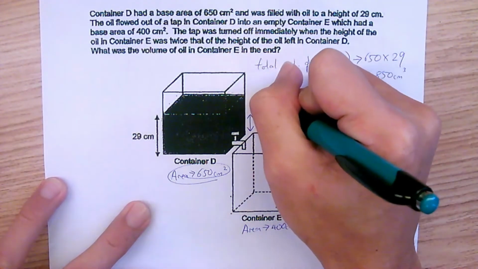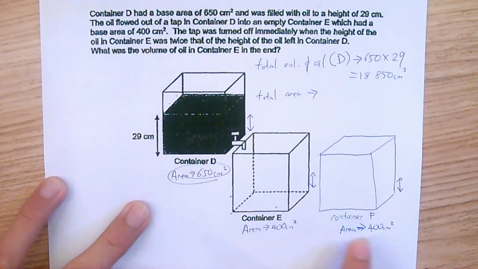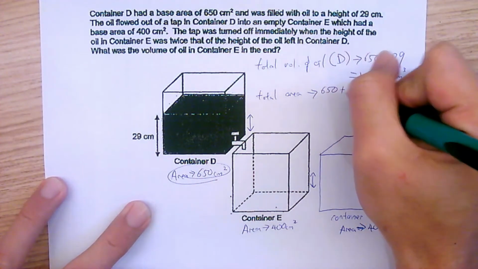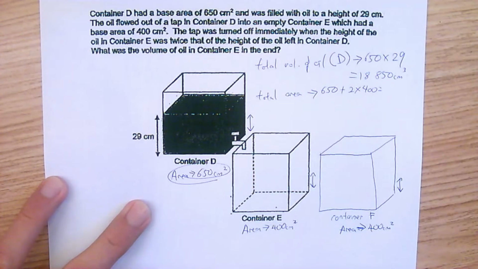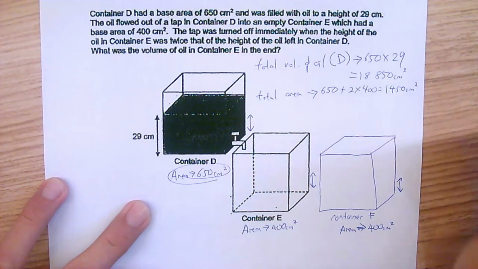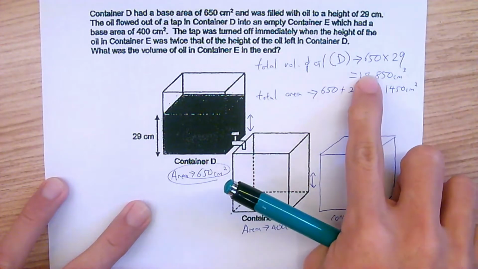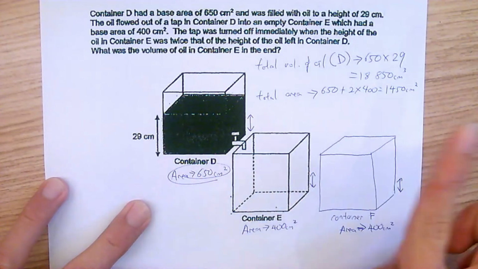Now I'm going to find the total area. Total area would be 650 plus 400 plus 400. So it's 650 plus 2 times 400. Okay, so let's see, 400 plus 400 would be 800, right? So 650 plus 800, and that will give me 1450 cm squared. Now, I will take the total volume of oil divided by total area to find the height for each of them, which will be the same.